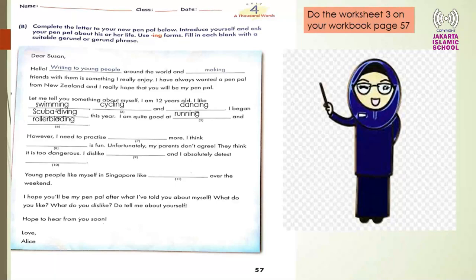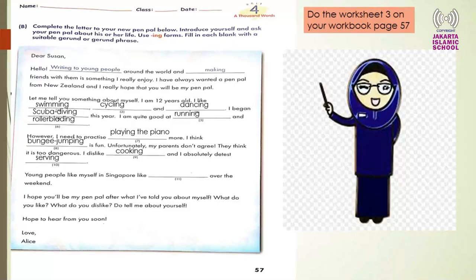Now we move to the second paragraph. Numbers 7, 8, 9, and 10. However, I need to practice. Can you guess the answer for number 7? I need to practice playing the piano. And number 8, bungee jumping. Number 9, cooking, serving.